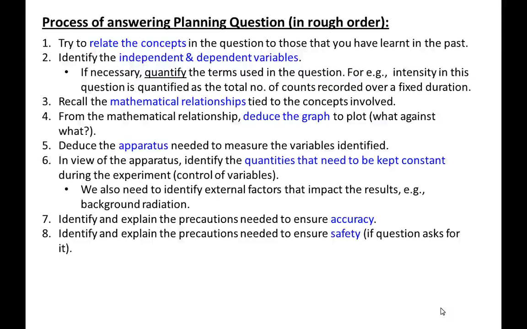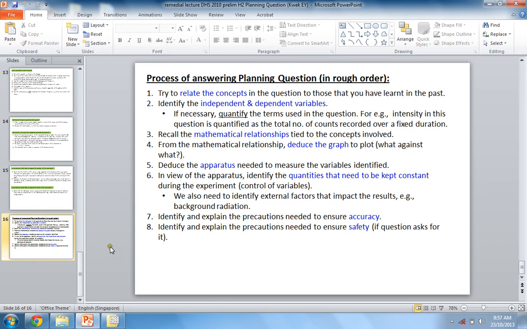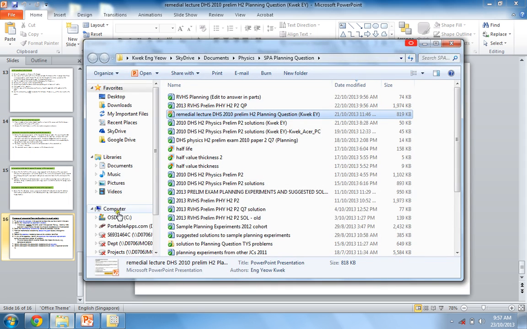Once you have a view of the apparatus, you can identify the things that need to be kept constant, and also external factors that can impact the results, for example, background radiation. Then finally, think about accuracy and think about safety. So that is the thinking process.